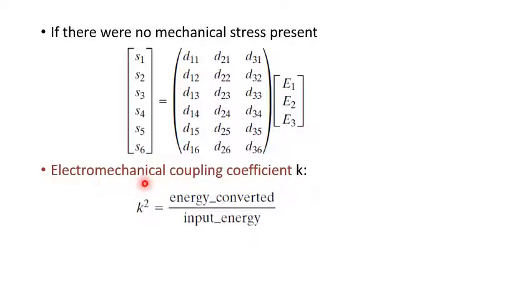Similarly, the electromechanical coupling coefficient k gives you a measure of how much energy is transferred from electrical to mechanical or vice versa. So k squared is defined as the energy converted to the input energy.